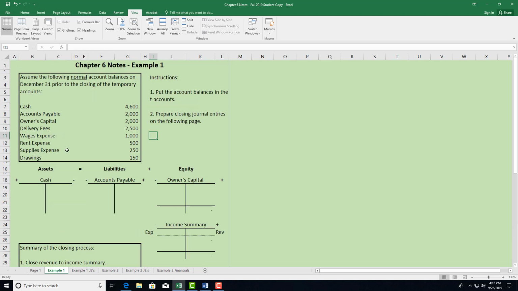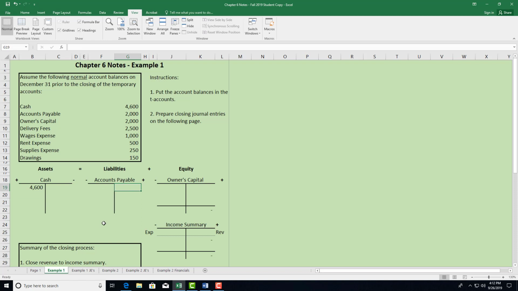Notice that it says assume the following normal account balances on December 31st prior to the closing of the temporary accounts. Just a reminder, normal balances are always on the side where we record increases. So step 1 is just to simply put the account balances in the T accounts. For cash, that is an asset. It would go on the debit side.